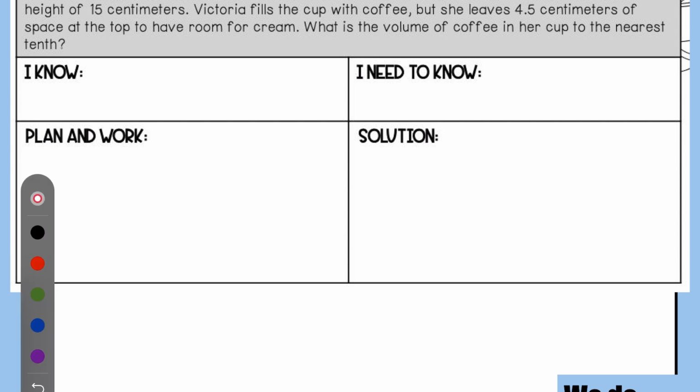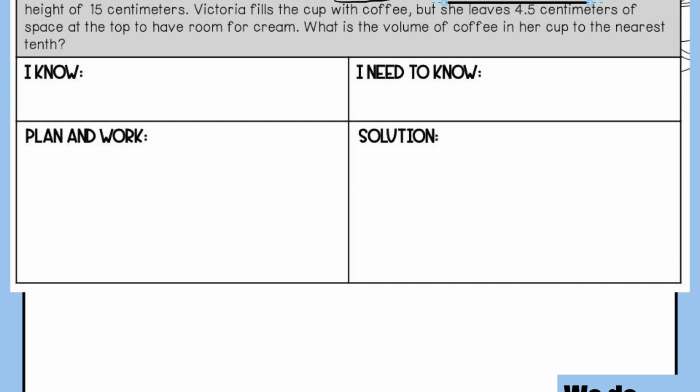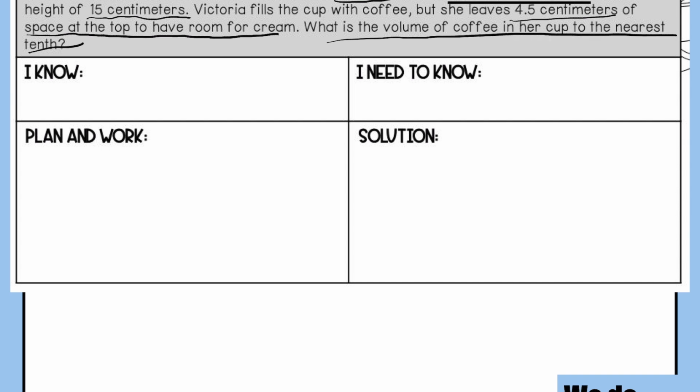So we have Victoria bought coffee shaped like a cylinder. So I'm going to circle that word cylinder because I know that it's a cylinder with a radius of 5 centimeters and a height of 15 centimeters. She fills the coffee cup but leaves 4.5 centimeters of space at the top to have room for cream. What is the volume of the coffee in her cup to the nearest tenth?